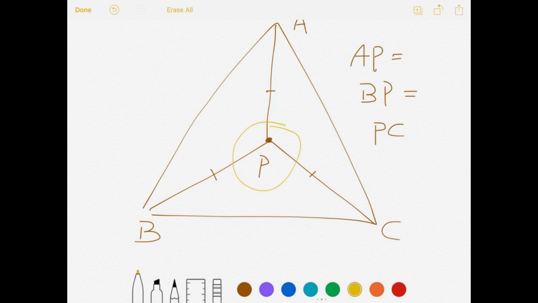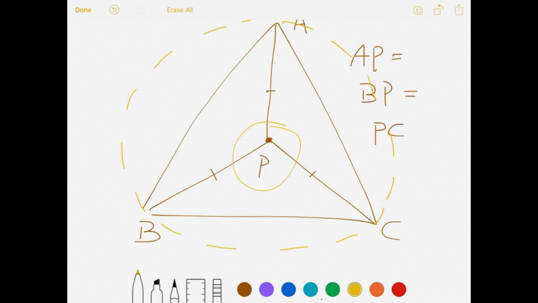Okay, that means what? If you pick up a rounder, put the point of the rounder at point P, open it up at the distance of either P to A or P to B or P to C, and if you draw a circle, then that circle will pass through all the three vertices of the triangle. It will look like this. The circle will pass through all the three vertices of the triangle.